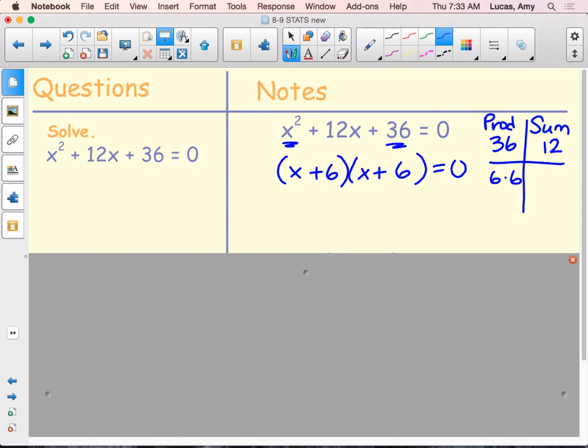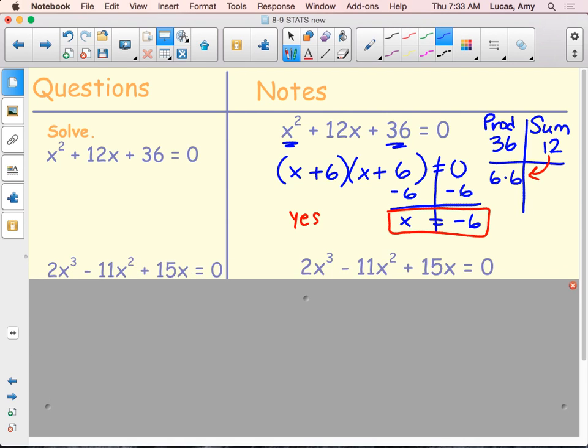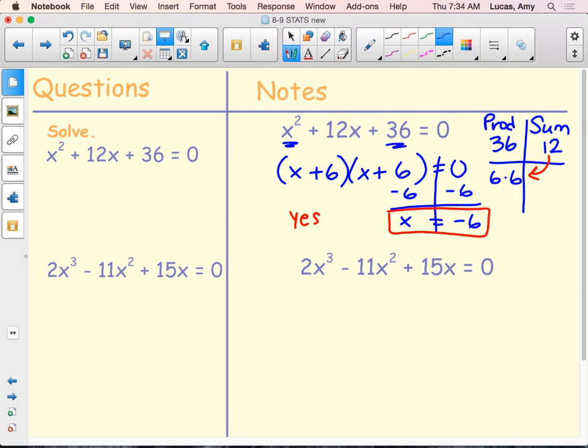Remember, you can always factor this by grouping. You can always FOIL it to check and make sure you are correct, okay? Now, if I solve each of these, I'm really going to only have to solve one of them because they're the same. So x equals -6. And this one is a perfect square. They weren't asking for that, but the factors are the same. It's a perfect square trinomial. So I only get one solution.